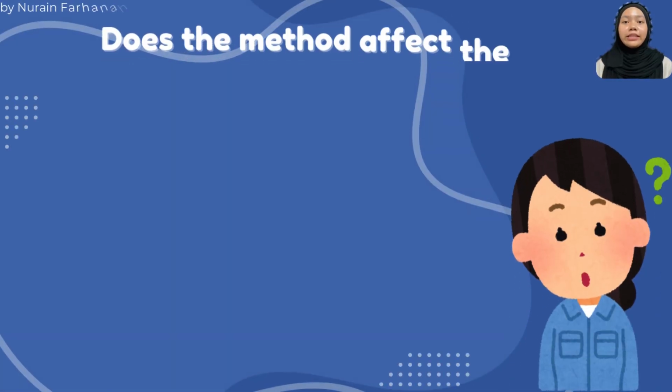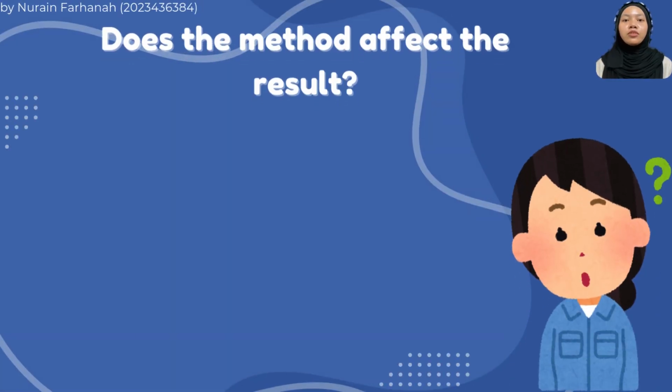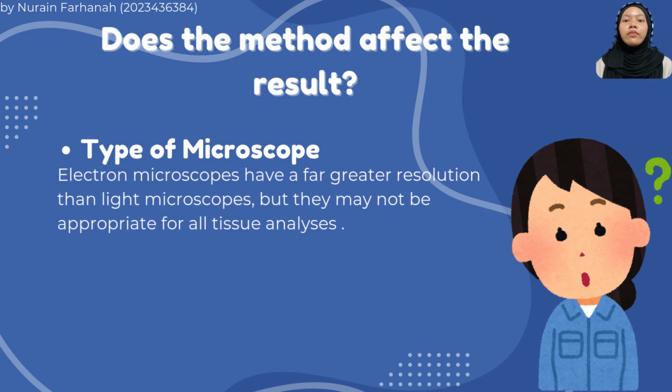The level of detail offered by various microscope models varies. The quality of the analysis may be affected by the type of microscope employed. For instance, electron microscopes have a far greater resolution than light microscopes, but they may not be appropriate for all tissue analysis and require a great deal of sample preparation.